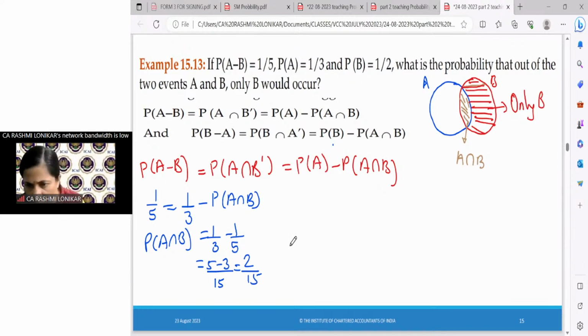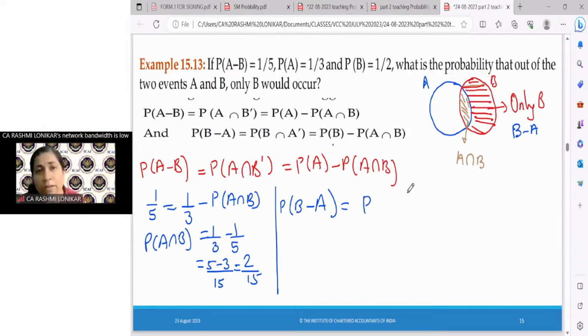So now P of B minus A. Remember this B minus A: all the elements which are only in B and not in A. All the elements which are only in B and not in A. So this is B minus A. Okay. P of B minus A is equal to what? P of B minus P of A intersection B. What is P of B? P of B is 1 by 2, minus P of A intersection B, which is how much? 2 by 15.